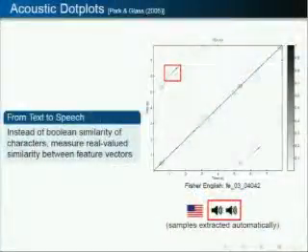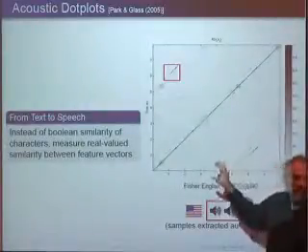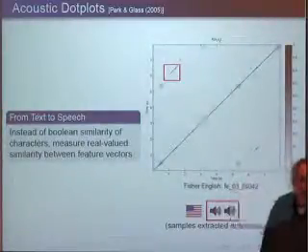What he's trying to do here is show that we can go straight from the text dot plots to these cepstral dot plots, and it's really not a big whoop, right?